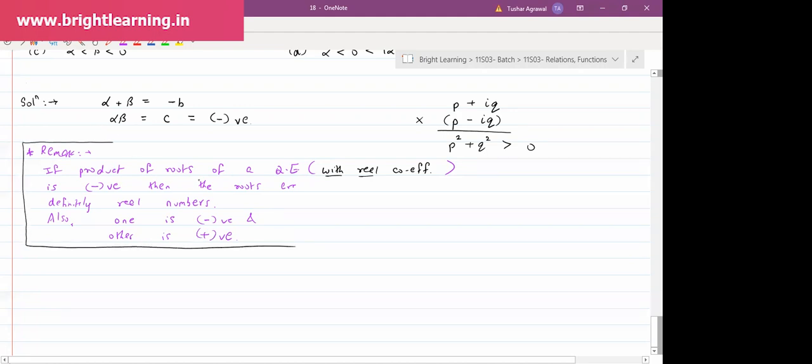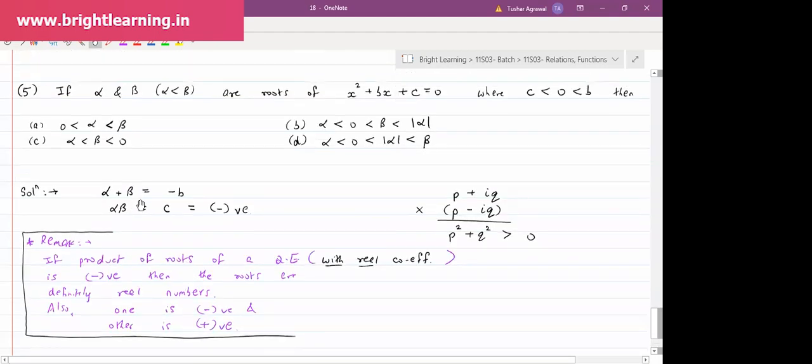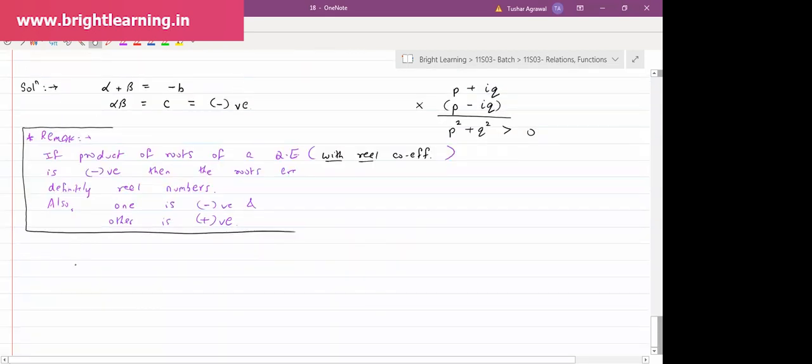So now here we have, sir, alpha is one root is negative, one root is positive. Since he has given that alpha is less than beta, I can definitely conclude that, since alpha beta is negative, we have alpha less than 0 and beta greater than 0. One is negative and one is positive. Now, what about the magnitude of alpha numerically?